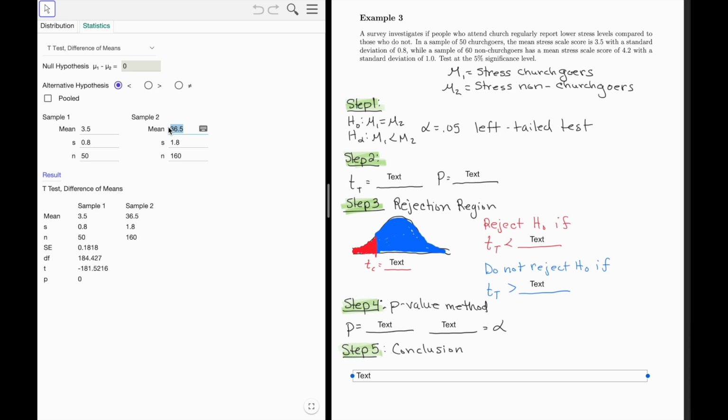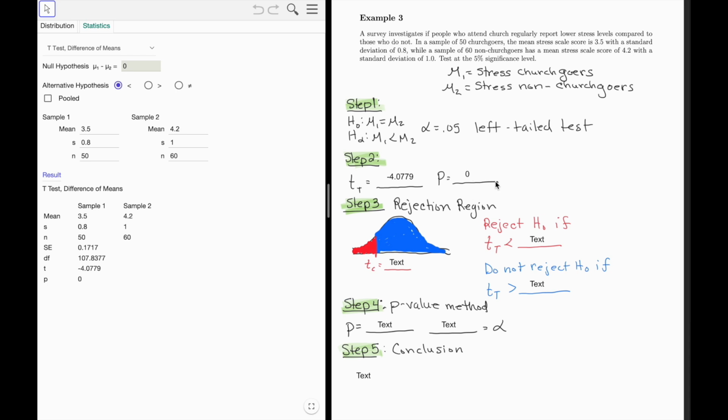For sample 2, for the non-churchgoers, we have a sample size of 60. The mean stress score is 4.2. And our standard deviation is 1. Now, when we look down here at the bottom, it says our test statistic, let's write this down, negative 4.0779. Our p-value is so small that when it's rounded, it's 0.